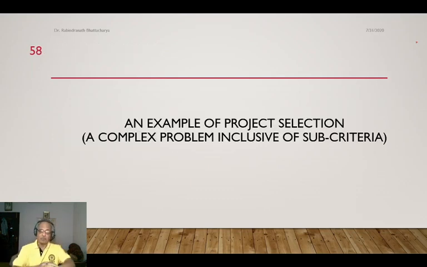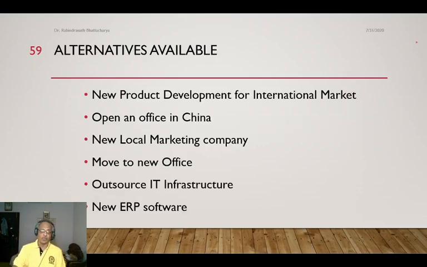Similarly, I have given an example of project selection, a complex problem inclusive of some sub-criteria. This has been solved using software. So what are the alternatives available? New product development for international market, open an office in China, new local marketing company, move to new office, outsource IT infrastructure, new ERP software. So I'll have to select which one I should take up on topmost priority to make the project successful.